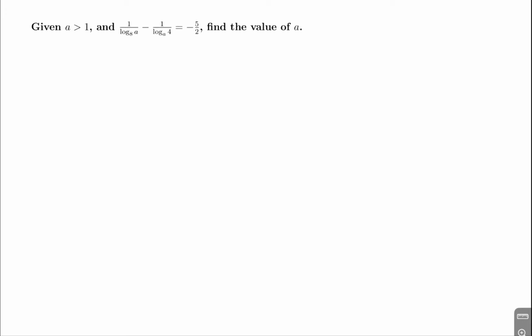Okay, everybody, welcome back. Today we're going to be taking a look at this problem here. Given a is greater than 1, 1 over log base 8 of a minus 1 over log base a of 4 equals negative 5 halves, we have to find the value of a.